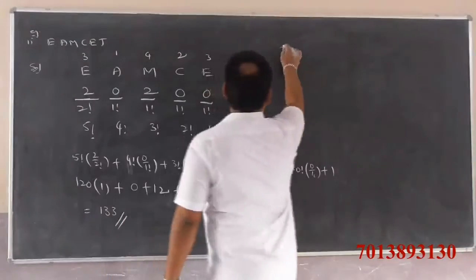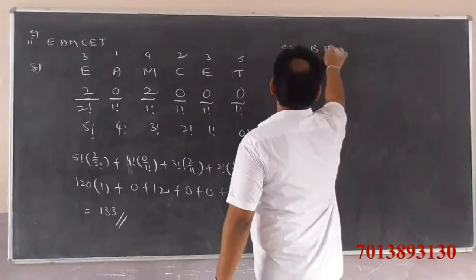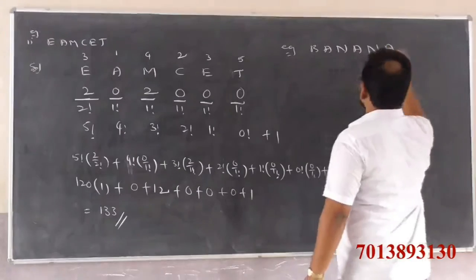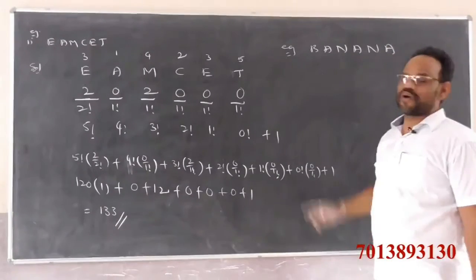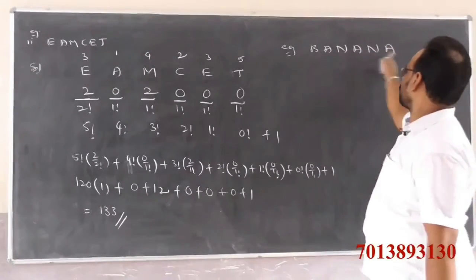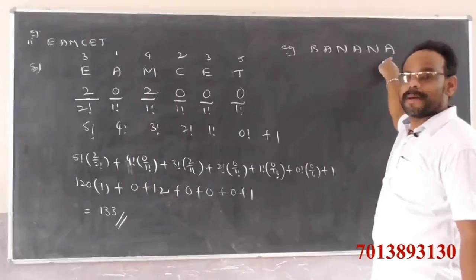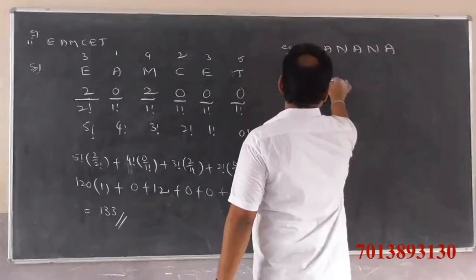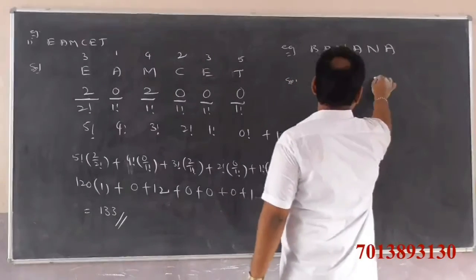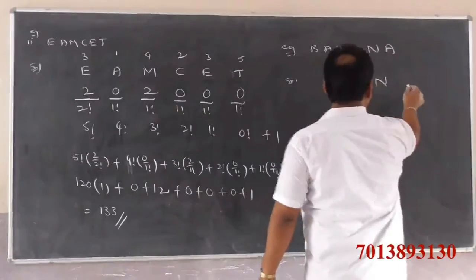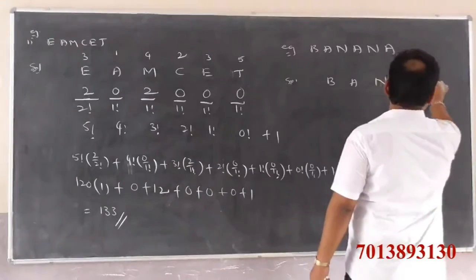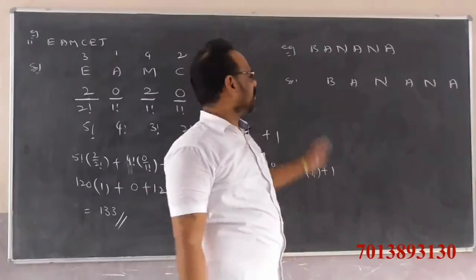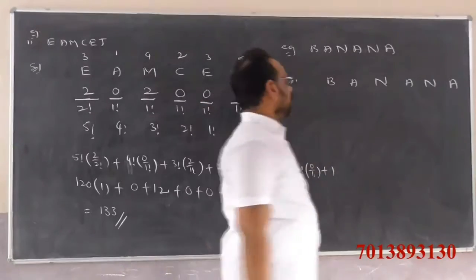Next, take another example here, that is banana. What is the rank of the word banana? Banana means, observe here, B, A, N, A, N, A. We want the rank of the word banana.